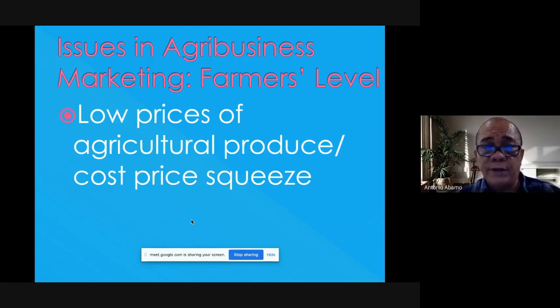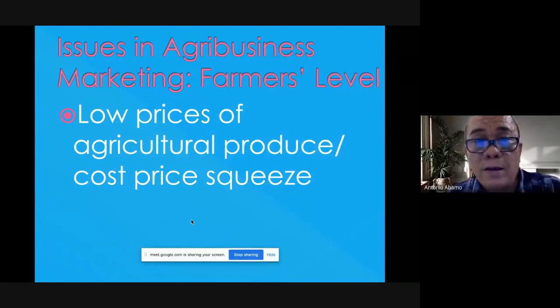You need to process it. But if you sell partially processed product in a stable form at that, you can address the low price problem at the farmer's level. For example, for coconut, if you sell copra, copra is perishable and easily contaminated with aflatoxin.